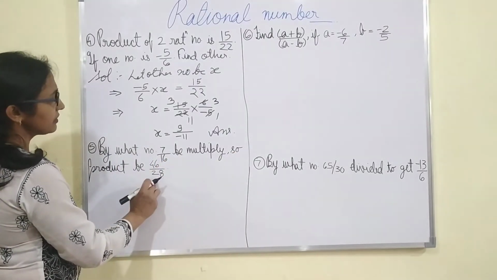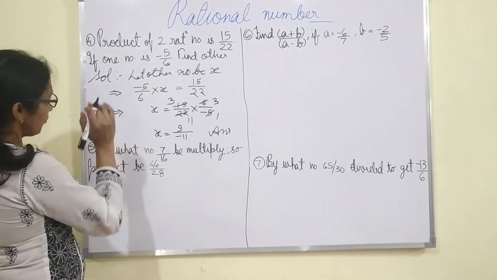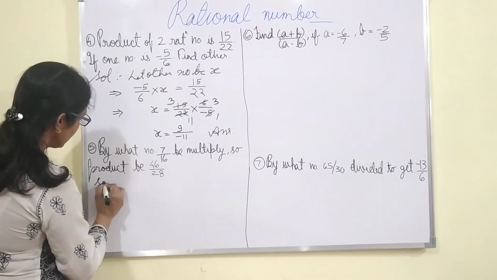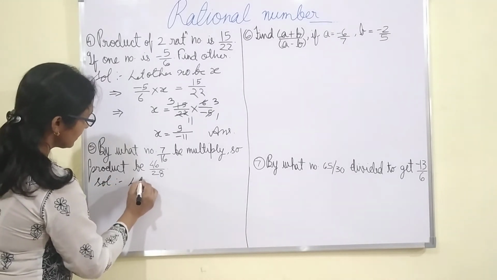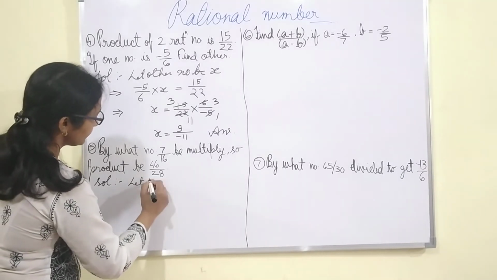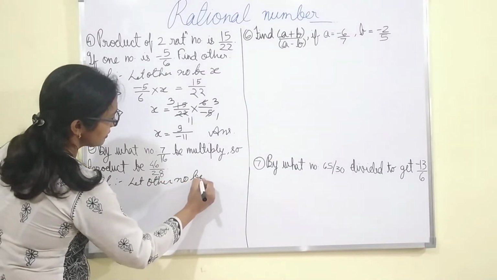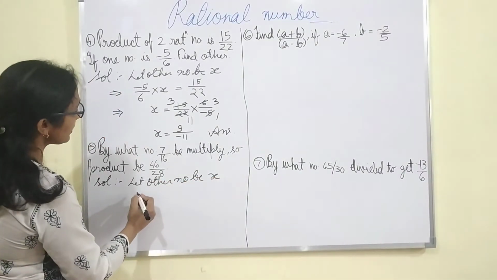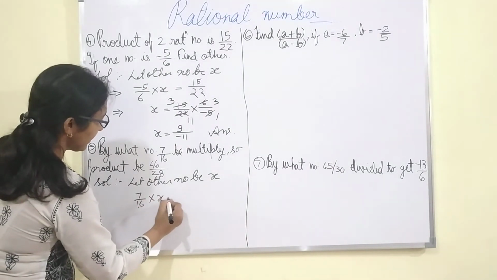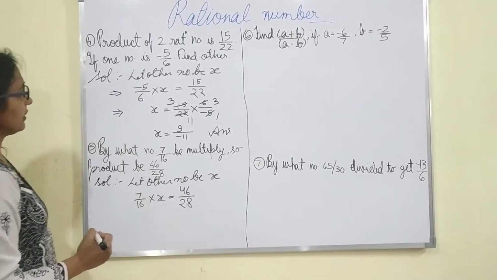Okay. Now the next question is: by what number should 7 upon 16 be multiplied so that the product is this? It is the same as the fourth one. So the solution is again: let the other number be x. Okay. So 7 upon 16 multiplied by x equals 46 upon 28.